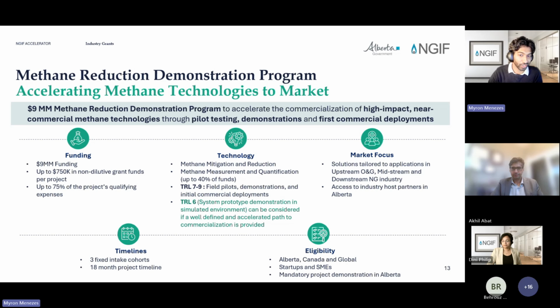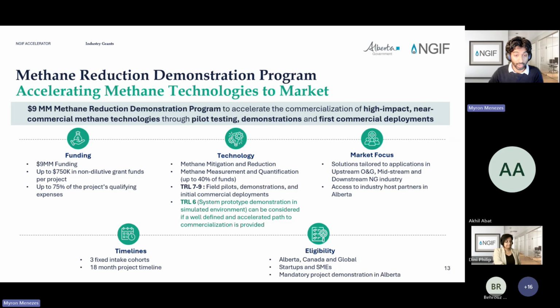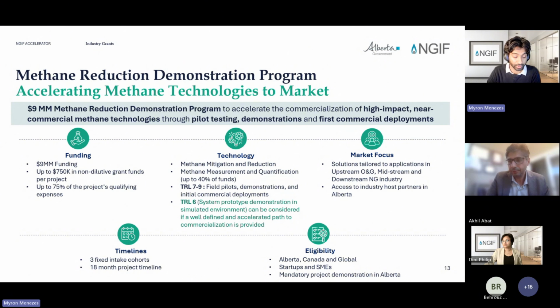Thanks, Akhil. Like Akhil rightfully mentioned, one of the core goals of this program is to aid in reducing methane emissions in the province of Alberta. We've designed this program to facilitate that by accelerating the commercialization of impactful near-commercial methane technologies through pilot testing, field demonstrations, and various other value propositions. The Methane Reduction Demonstration Program is a $9 million funding initiative spanning 3 years with 3 fixed intake cohorts. Applicants are eligible to apply for $750,000 in non-dilutive grant funding, or up to 75% of the project's qualifying expenses, whichever is the lower amount among the two.